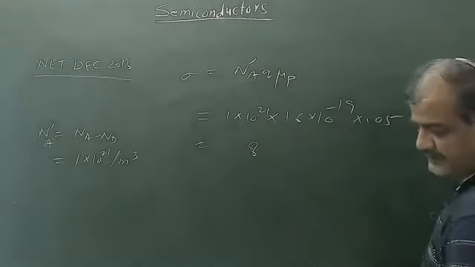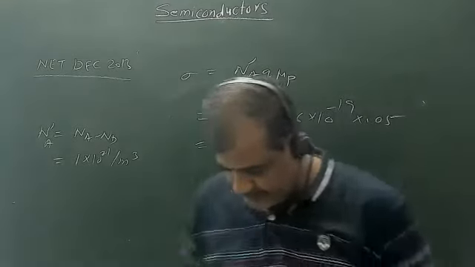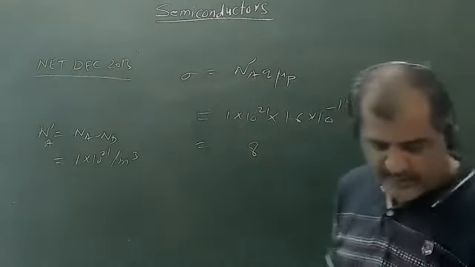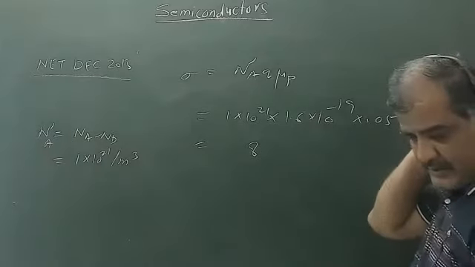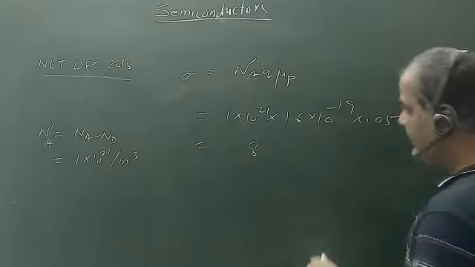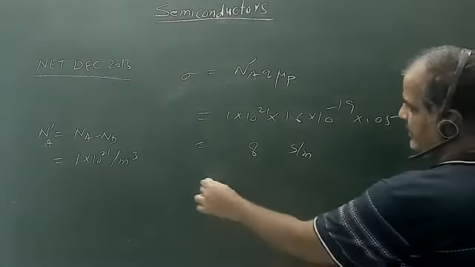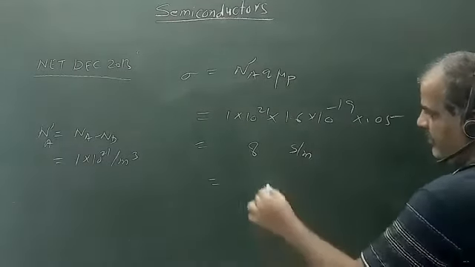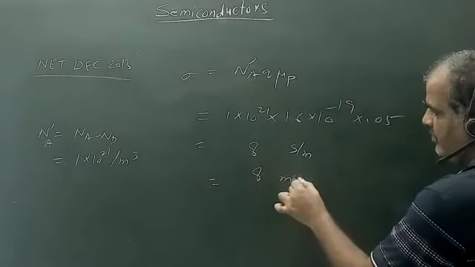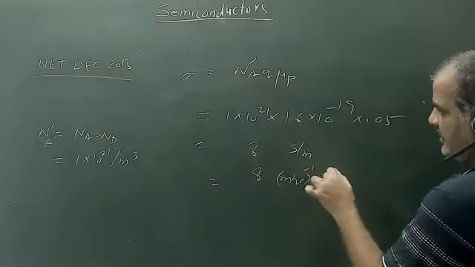कंडक्टिविटी की यूनिट क्या होती है? सीमन पर मीटर. ओके या मोह पर मीटर, इनवर्स मीटर इनवर्स.